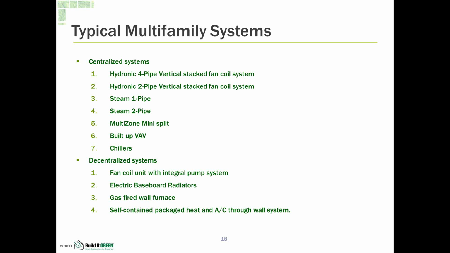Central systems, this is new, the multi-zone mini-split systems. And built-up VAV, I've seen it maybe once. And chillers, of course, with water towers. Decentralized systems, you'll see fan coils. They have an integrated heat pump somewhere on the roof. You'll see electric baseboard radiators, gas-fired wall heaters, and self-contained package terminal air conditioner units, or heat pumps, or ACs that go through the walls. Those are the most typical types of systems you'll see in multifamily.